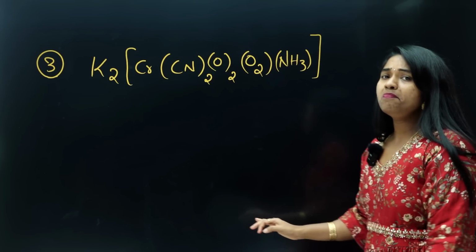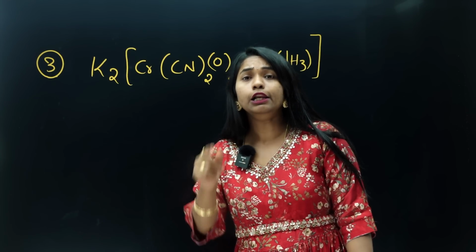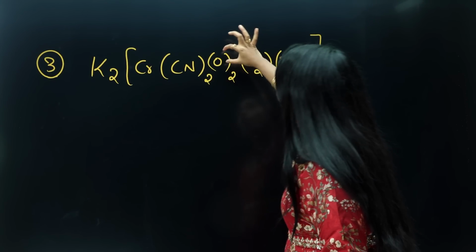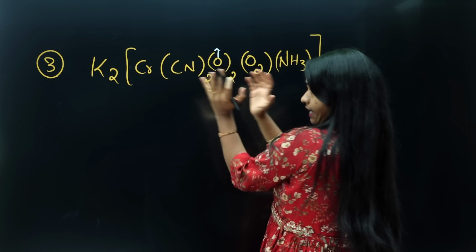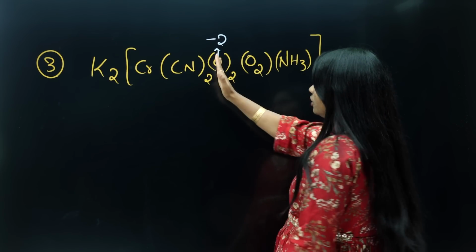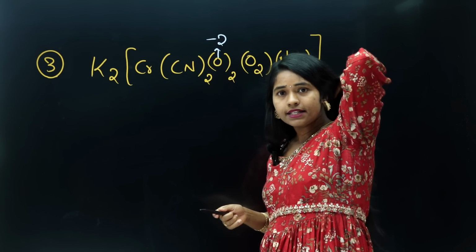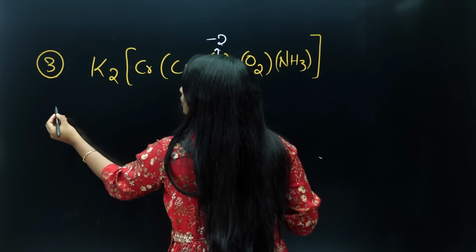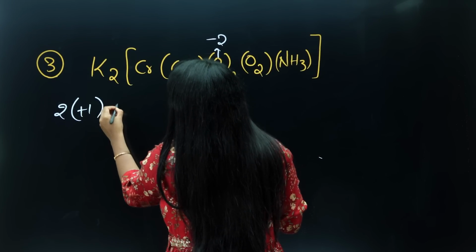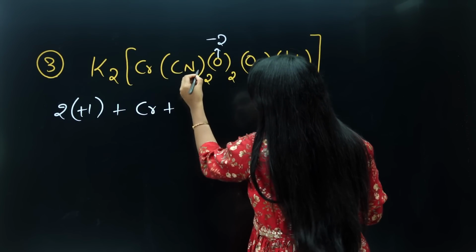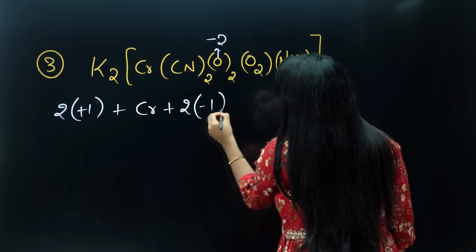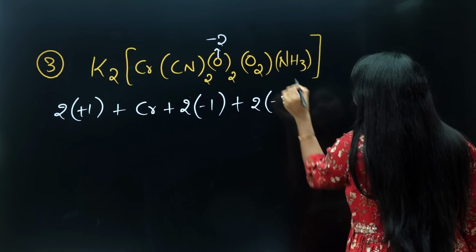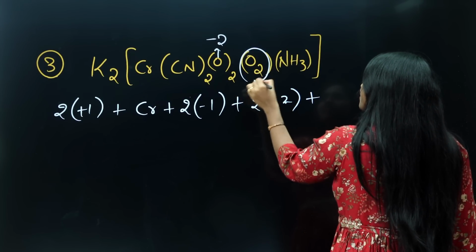Next, the most important, most dangerous example you have to remember is K2[Cr(CN)2O2(O2)NH3]. Here oxygen is oxide ion, minus 2 for each oxygen. No problem with this oxygen. Normally it is minus 2 only. The only problem is with this O2. So how to do it? 2 potassiums, each potassium plus 1, plus Cr, plus each cyanide is minus 1. Oxygen, each oxygen is minus 2, no problem. And this is the only problem, very, very important.